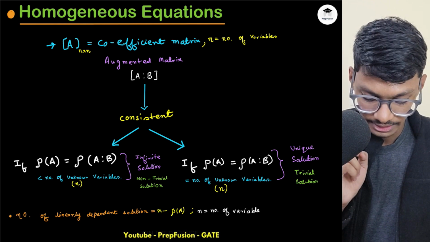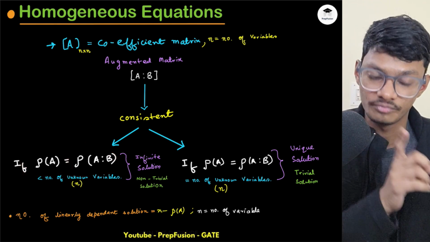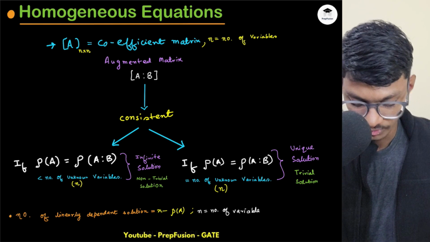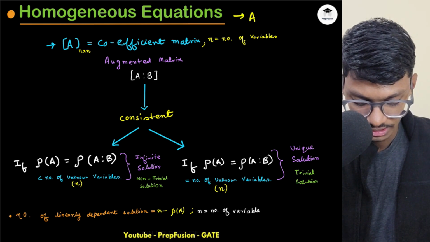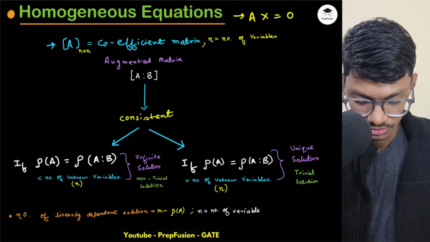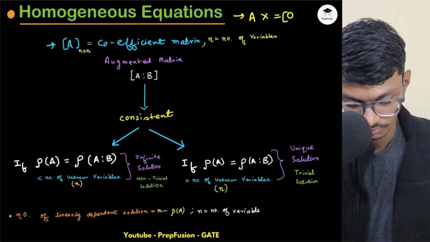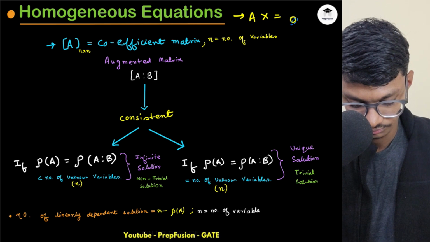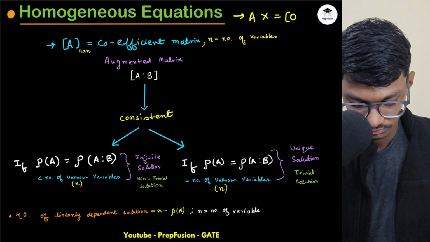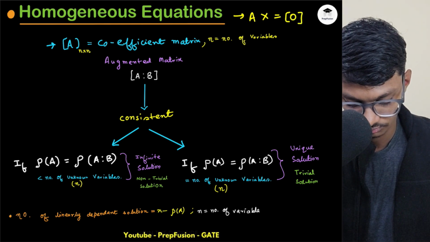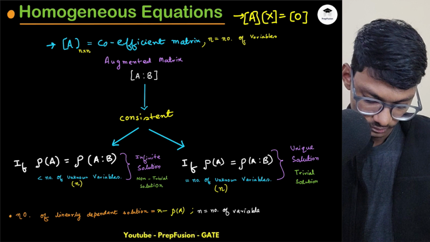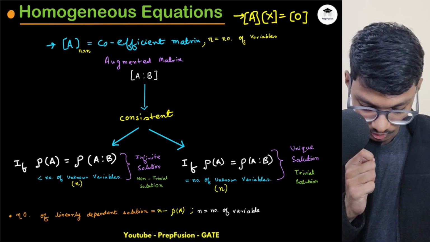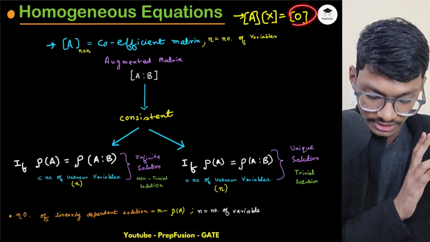Why? Because rank of A will always be equal to rank of B. Basically, what do I mean here? First of all, what is a homogeneous equation? A homogeneous equation is basically Ax equals 0. Now if the system is Ax equals 0, then the right hand side is 0.